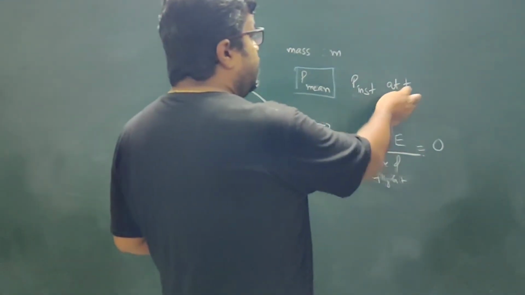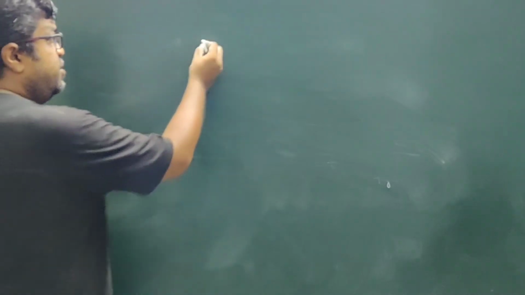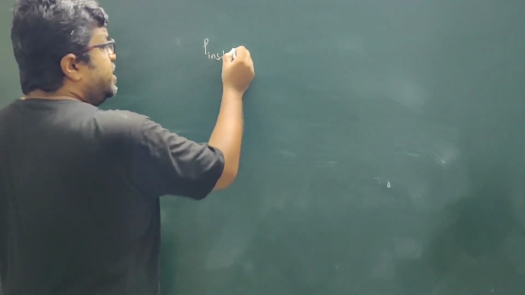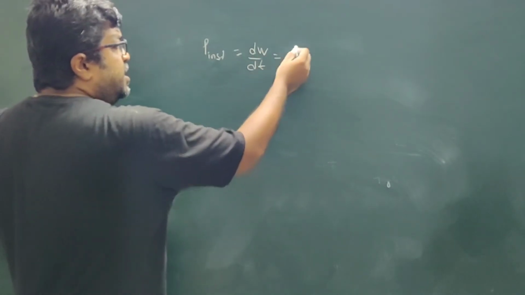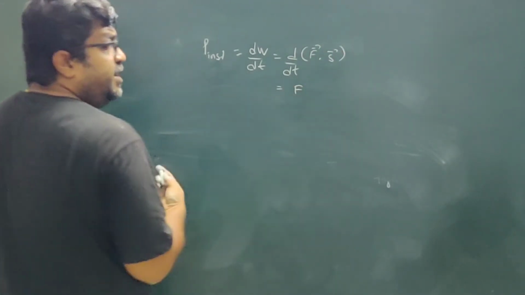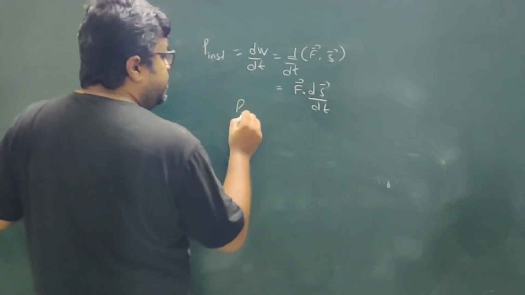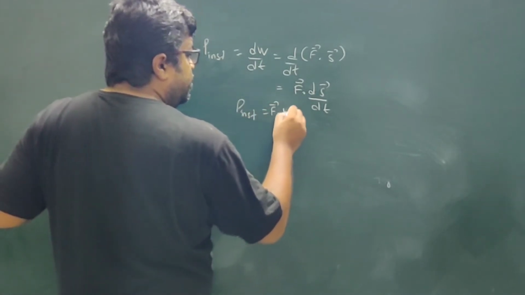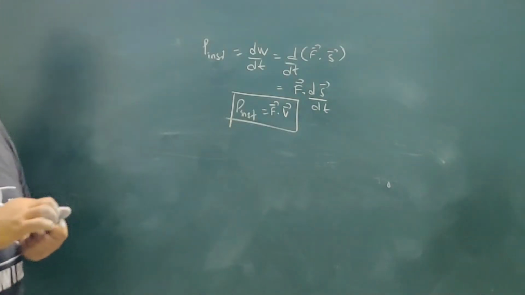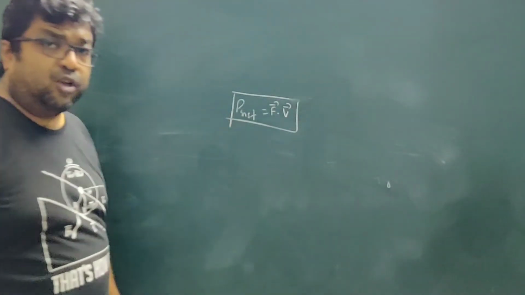Next, we need to calculate the instantaneous power at an arbitrary time t. That is also very easy. P instantaneous is dW by dt. W is F dot s. If a constant force is acting, this will be F dot ds by dt, and ds by dt is velocity. So instantaneous power is equal to F dot v. Instantaneous power is the dot product of force and velocity. On this concept we will solve this question of calculation of instantaneous power.